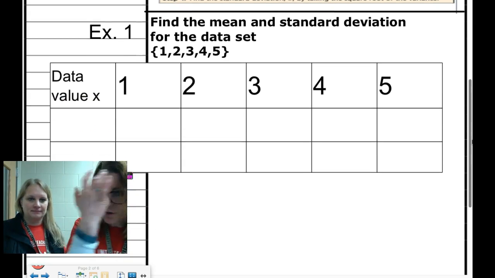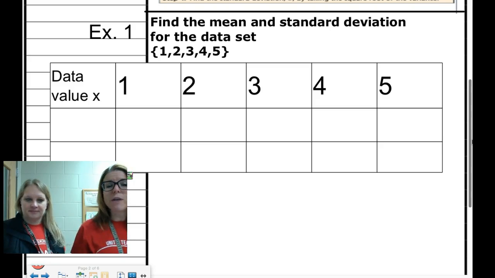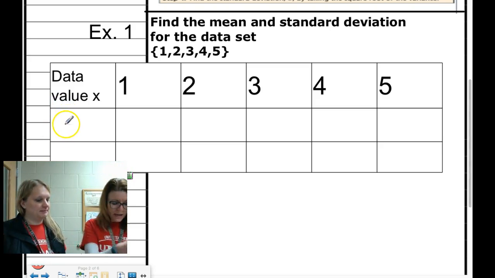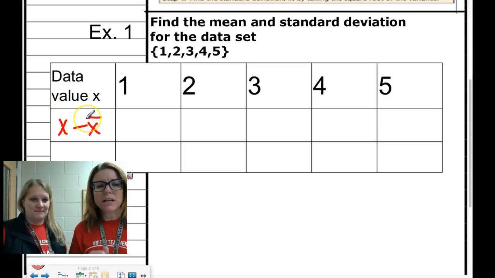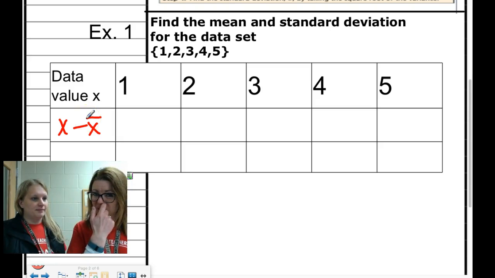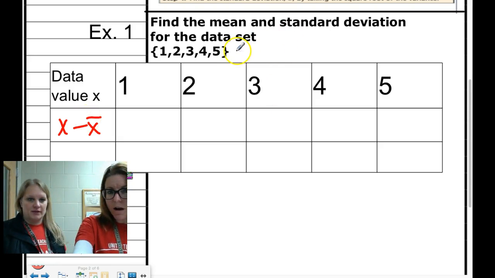Find the mean and standard deviation. In that first open box, I want you to write an X minus an X with a bar over it. And on the side, we have to find the mean. So we can do that bar right here.